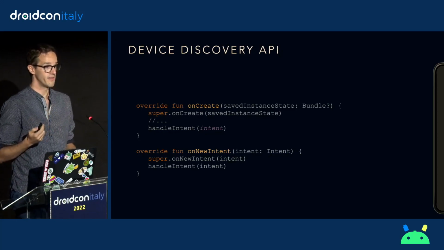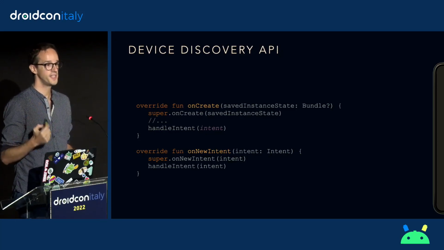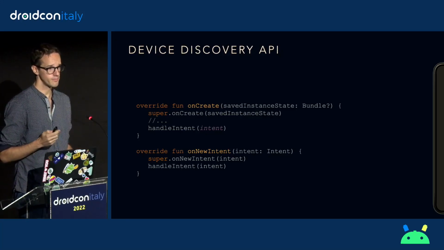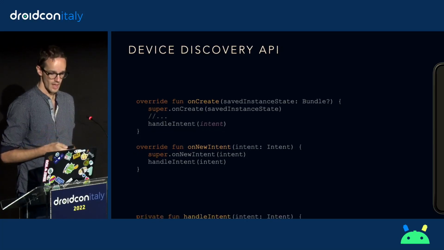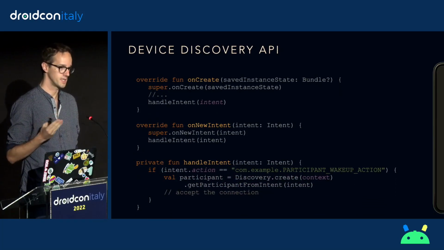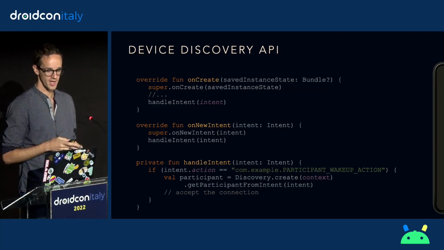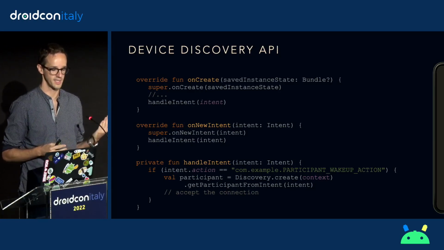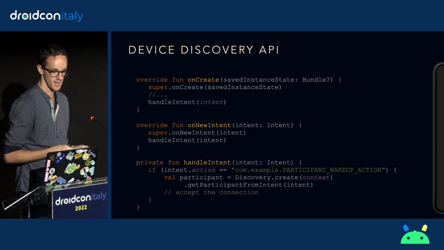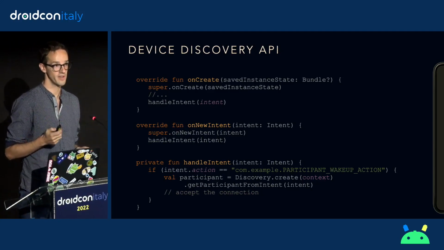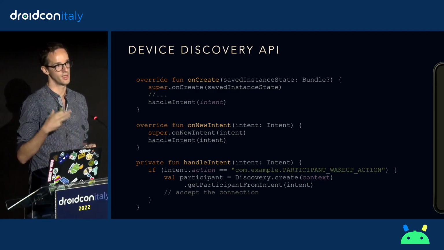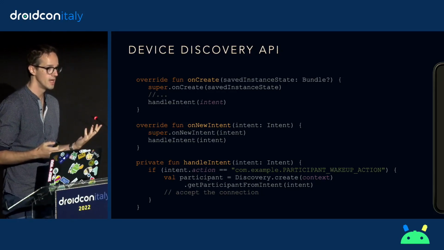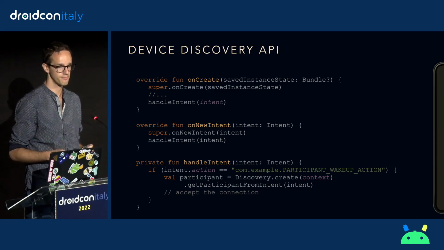So in the receiving device, as I mentioned, the activity that is registered with the action that we described is invoked, and we are going to receive a new intent. Once we have this intent, again, it's better to check for the action, and we are going to get the participant, meaning a reference of the originating device, from the Discovery API. And once we have this instance, we have a participant both in the receiving phone and in the sending phone, the primary phone. And then with those, we can start the connection.